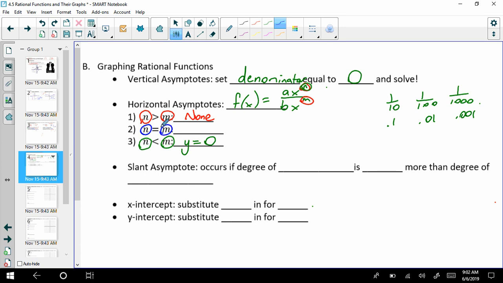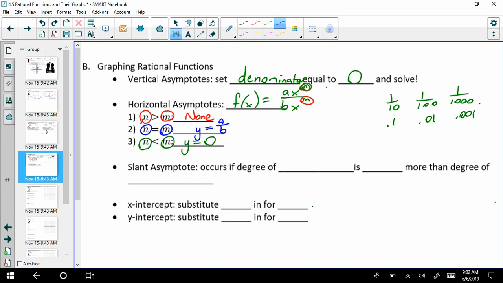And finally, what happens if the exponent up top and the exponent on the bottom are exactly the same? They're the same number. Well, if that happens, I want you to think of the x's canceling, and you're left with the coefficients out front. So whatever a and b were, that would be the horizontal asymptote.